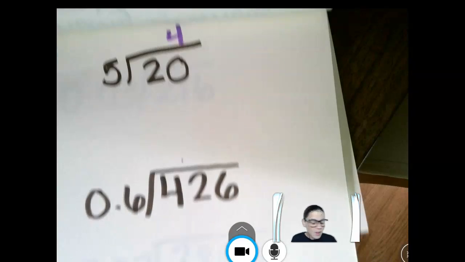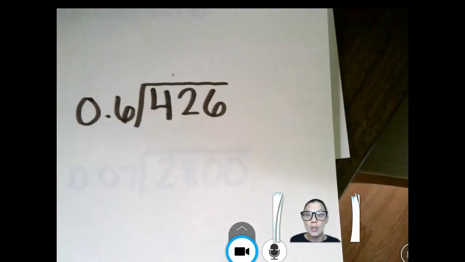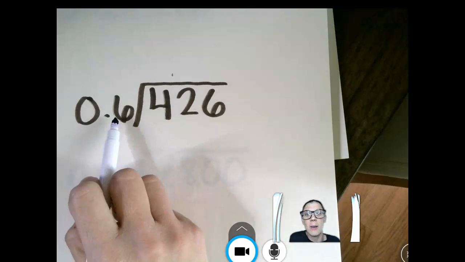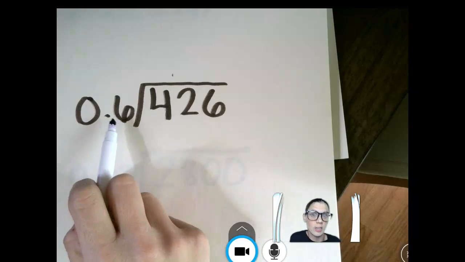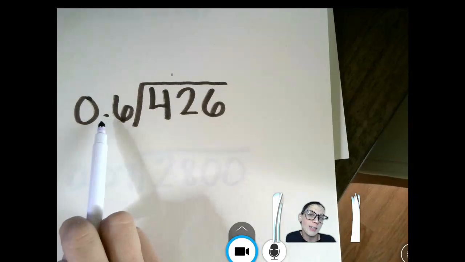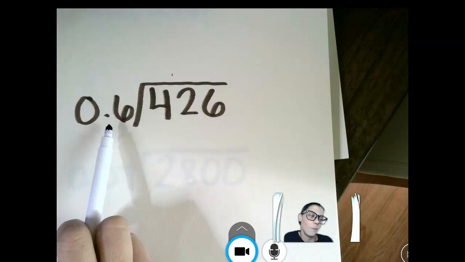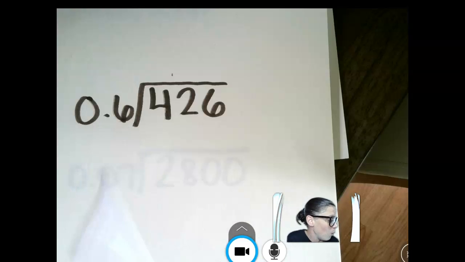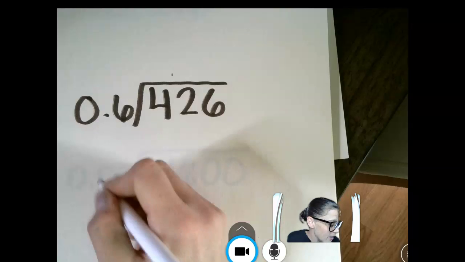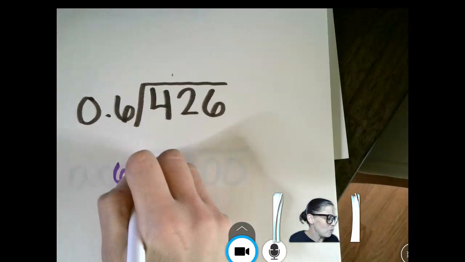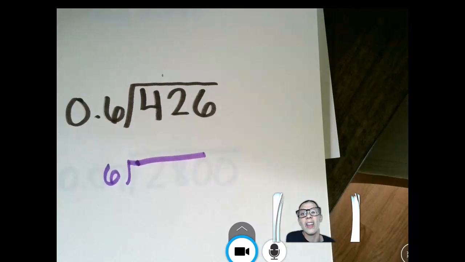Let's do another one. This time I have 426 divided by 6/10. Well, there I go. I have that 6/10 in there, and I can't have a decimal as my divisor. So I've got to multiply that 6/10 by how many? 10, 100, or 1,000. How many times do I move that decimal to make that number become whole? One time. So now I've got 6, but I've got to do the same thing to my dividend.